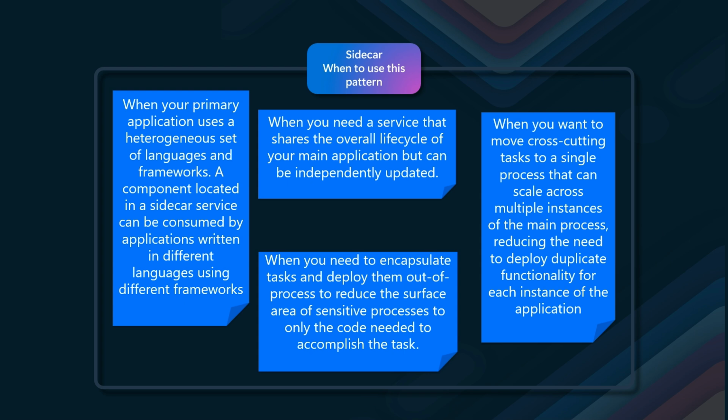Fine-grained resource controls. So when you need fine-grained control over resource limits for a particular service or component, for example, you may want to restrict the amount of memory a specific component uses. Deploying the component as a sidecar allows you to manage memory usage independently of the main application.